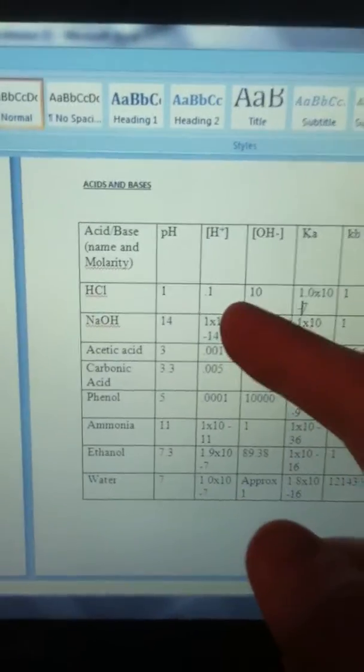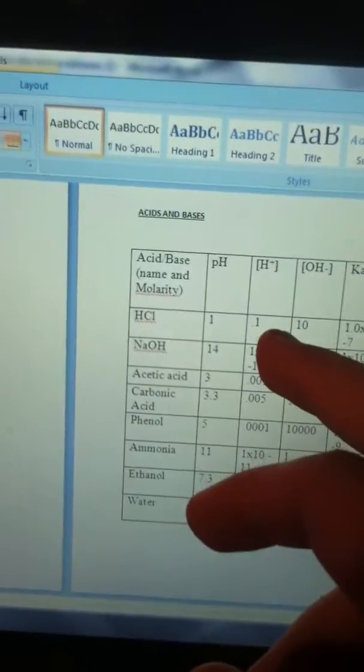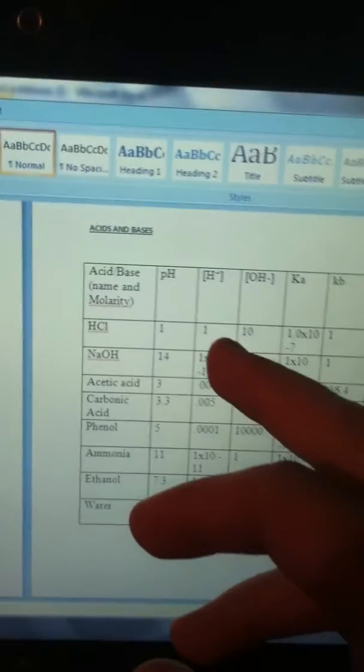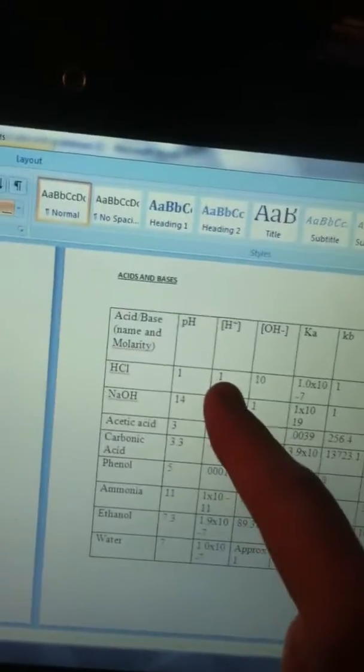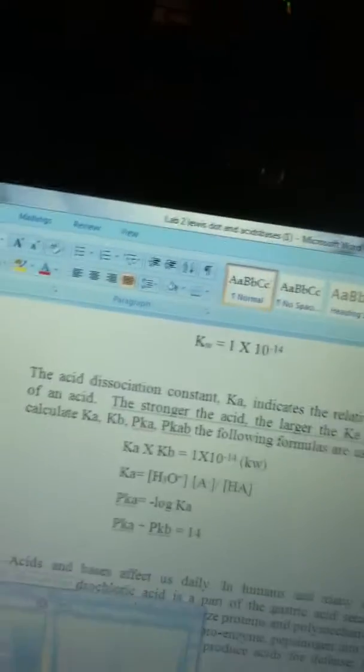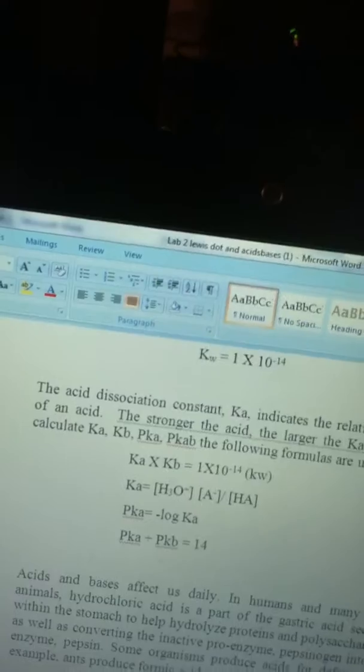Basically from there the next step is we wanted to find our concentration in the second column here. So basically what we did is we did the inverse log of our pH. That gave us our concentration here. Then I'll swap over to the formula to find our concentration of our bases.